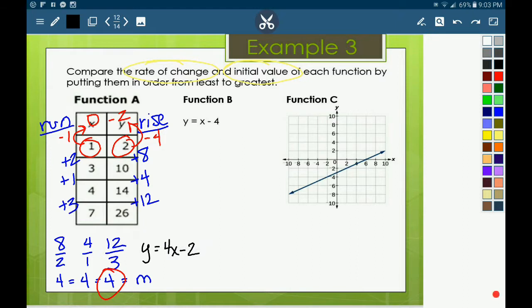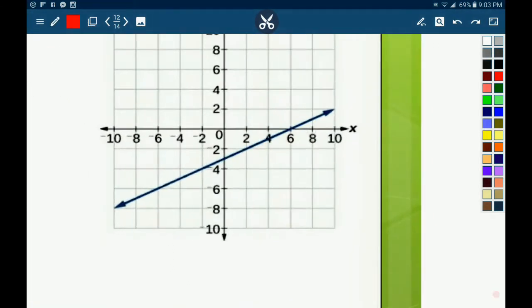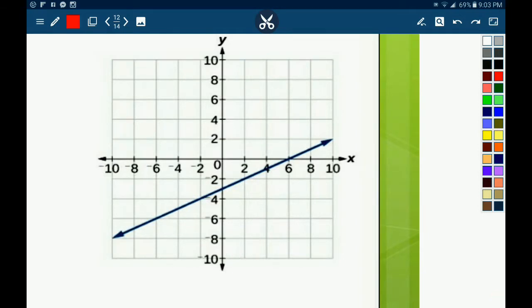I created the equation basically so that I can see the y-intercept and the slope right next to each other. Function b is already in equation form. So I'm just going to jump straight to function c and figure out what my rate of change and my initial value are here. I'm seeing the line is hitting the y-axis at -3. So I'm going to write a note that the b is -3.